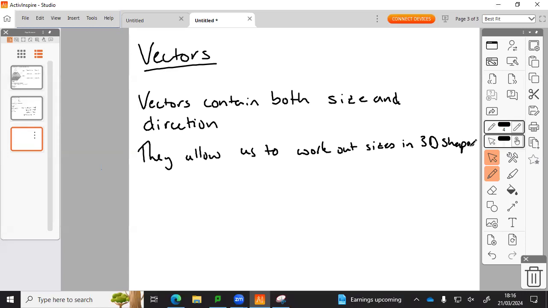Now, the most difficult part of vectors is just picturing what the question's actually telling you, bizarrely enough. All right, and how it's explained and how it's written.